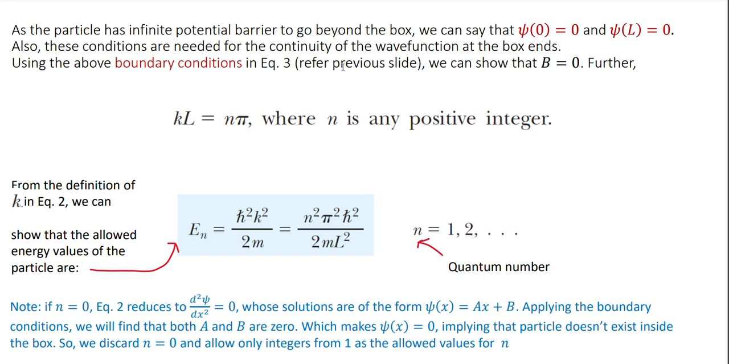Using the boundary conditions, we get B is equal to 0 when x is equal to 0 because the wave function will be 0, and this gives kL is equal to n pi. Using this, we can derive further the allowed energy values of a particle, which is n square pi square h square by 2mL square, where n is the quantum number 1, 2, and onwards.